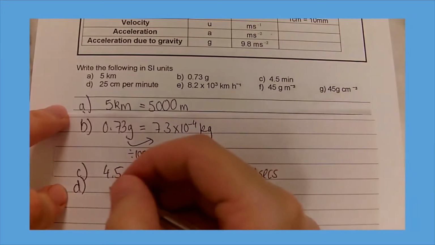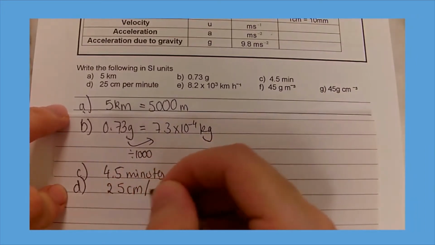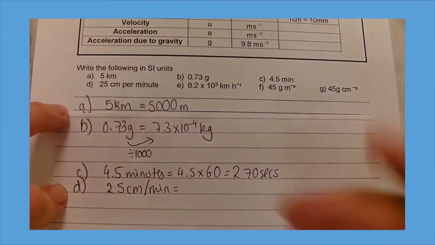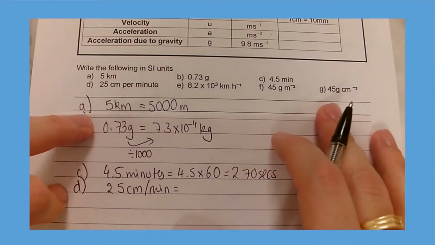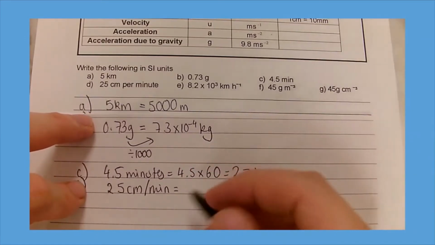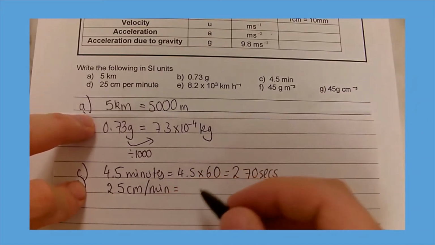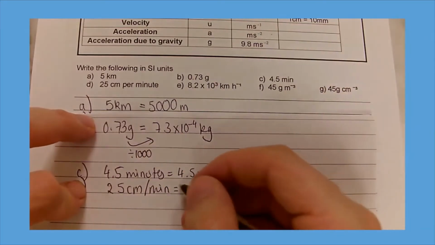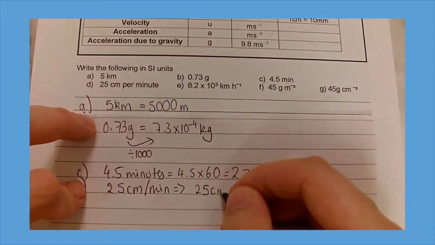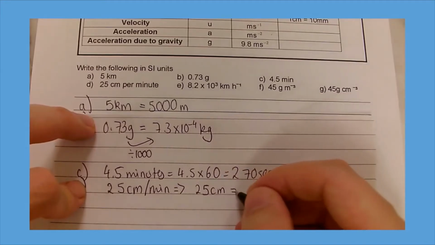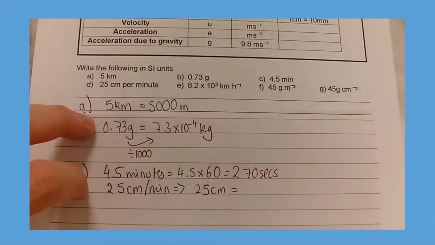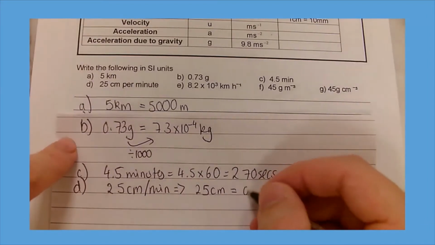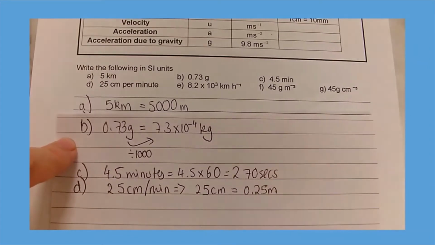So we've got this one here, 25 centimeters per minute. Now clearly this is to do with velocity, and velocity is meters per second. So to think about this carefully, 25 centimeters per minute, and then we have to go to meters per second. So that's the aim. What I advise you to do is think, okay, let's deal with the 25 centimeters first. Let's think about how many meters that would be. 25 centimeters would be 0.25 of a meter. So that's a good start.